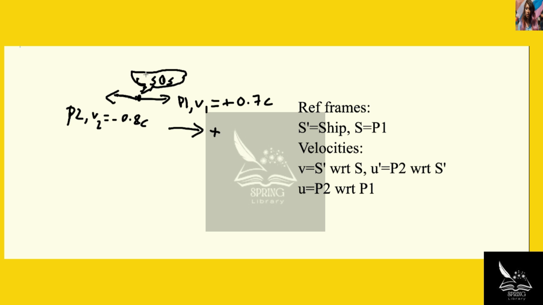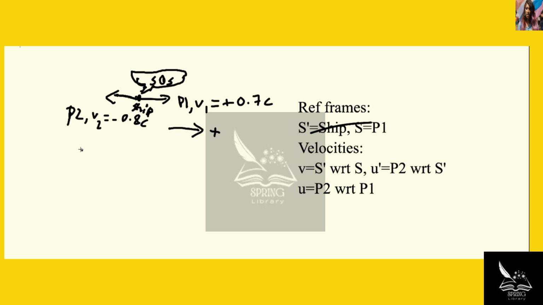So the first thing, obviously, to do is set up reference frames. S prime, I'm calling the reference frame the ship. Make sure you know that this is the ship. This is S prime. S is P1, which is pod 1. We choose pod 1 to be S because it is the reference frame where you want to find your final measurement. So you want the velocity of P2 as measured by P1, which is why S would be the reference frame there.